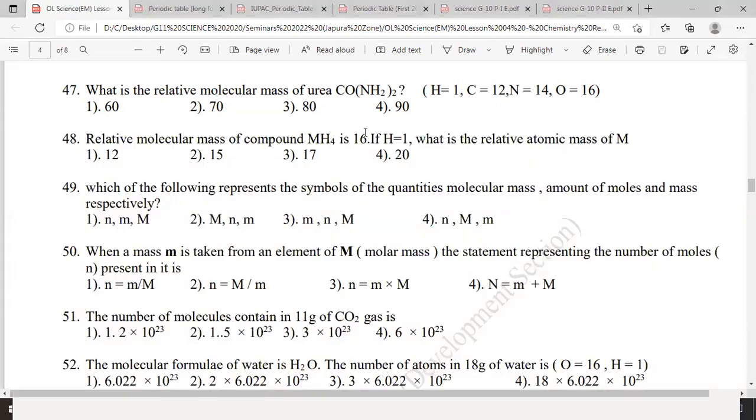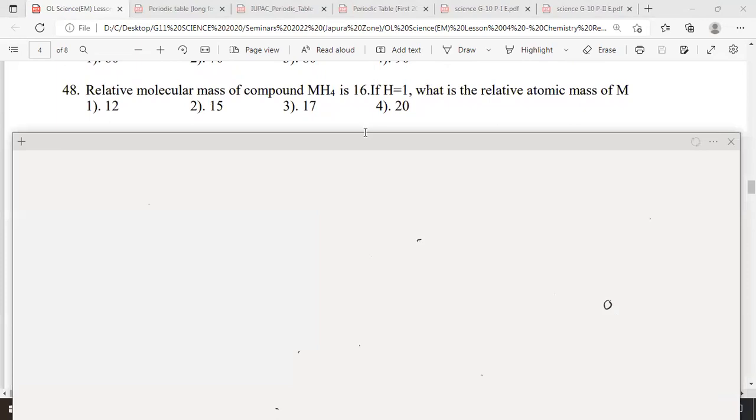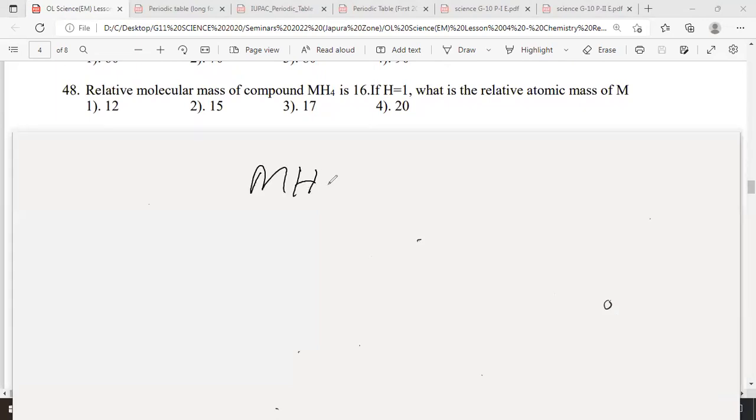Question number 48. Relative molecular mass of the compound MH4. You are given the total MH4, the total 16. So you want to find the unknown one, M, the hypothetical element. H is 1, times 4, 4. So 4 plus what is 16? That's what they ask here.